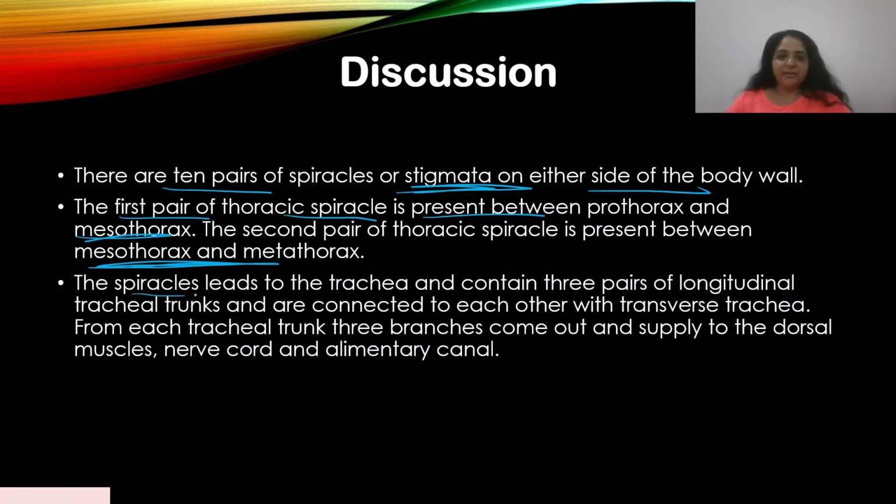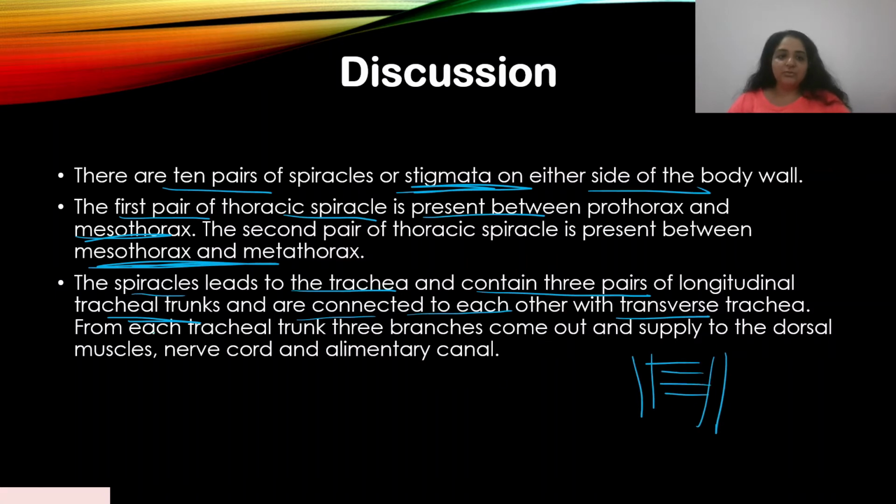Okay, then there are spiracles that lead to the trachea and contain 3 pairs of longitudinal tracheal trunks. I have a diagram for it. You'll be able to understand the text better. And they are connected to each other with transverse trachea. So there are longitudinal trachea over here, then there are transverse trachea.